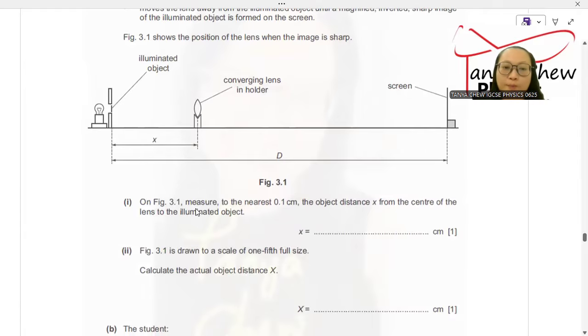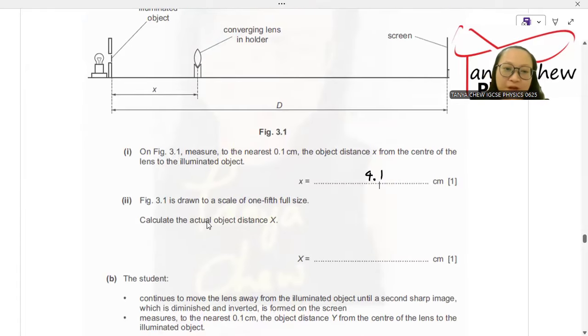First part, on Fig 3.1, measure to the nearest 0.1 cm the object distance x from the center of the lens to the illuminated object. All you need to do is just to place the ruler right between the two arrows of x. And the value that I got was 4.1 cm.